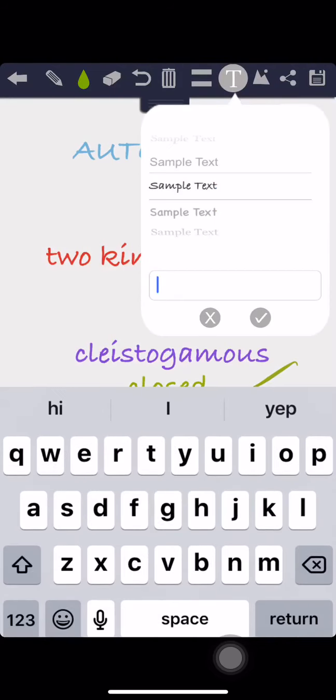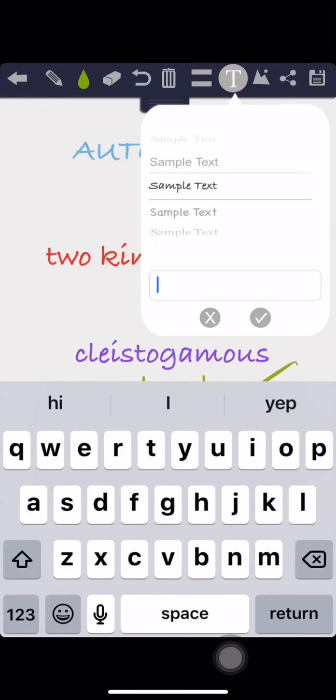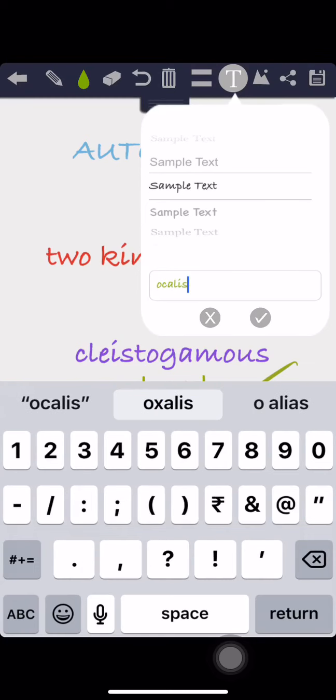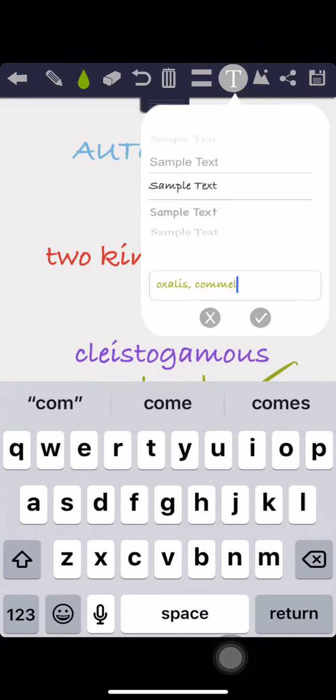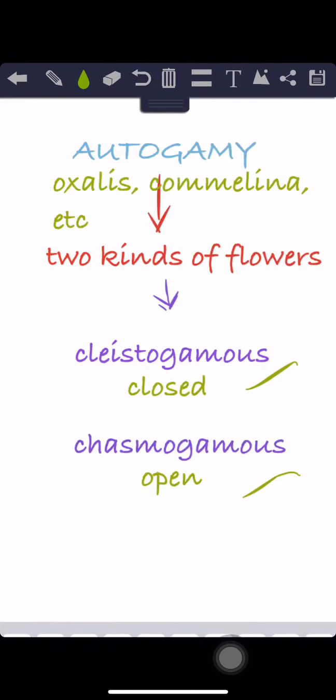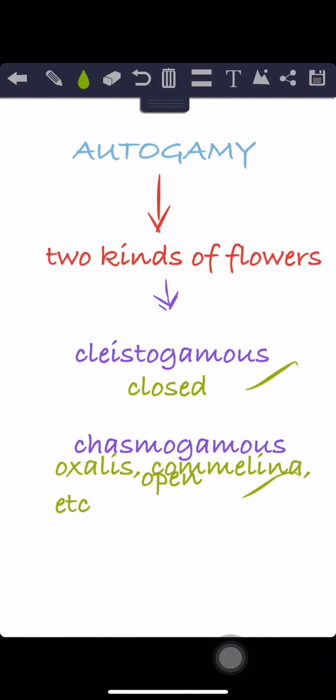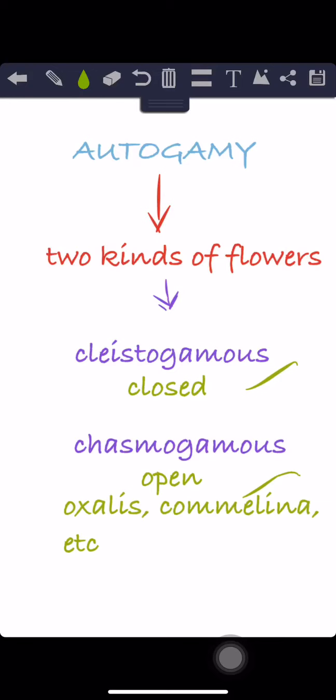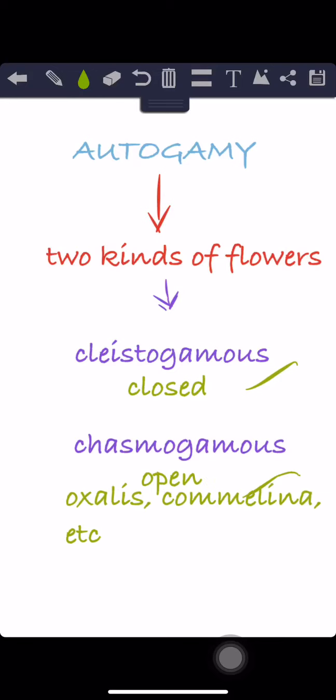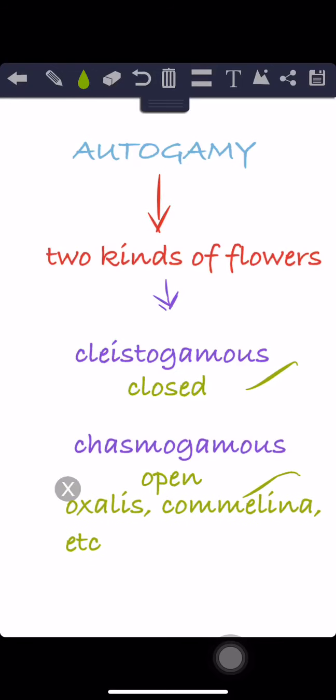And what are the examples of such plants? That is Oxalis, Commelina, etc. These are the examples of plants which produce these two kinds of flowers. Always remember. Let's come to the pollinating agents.